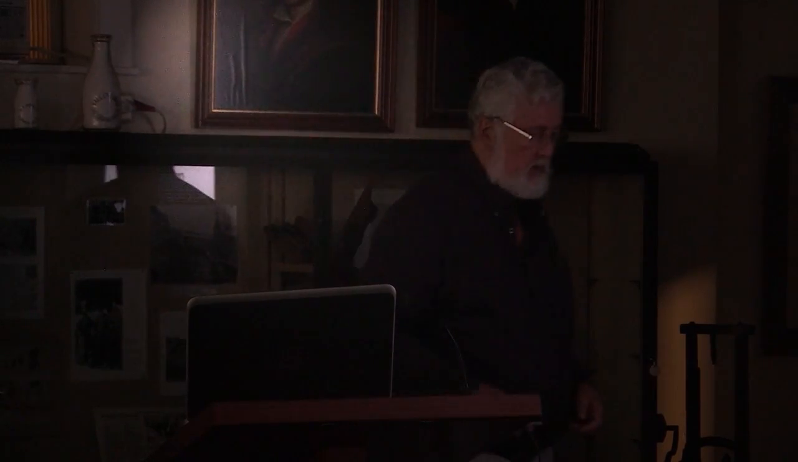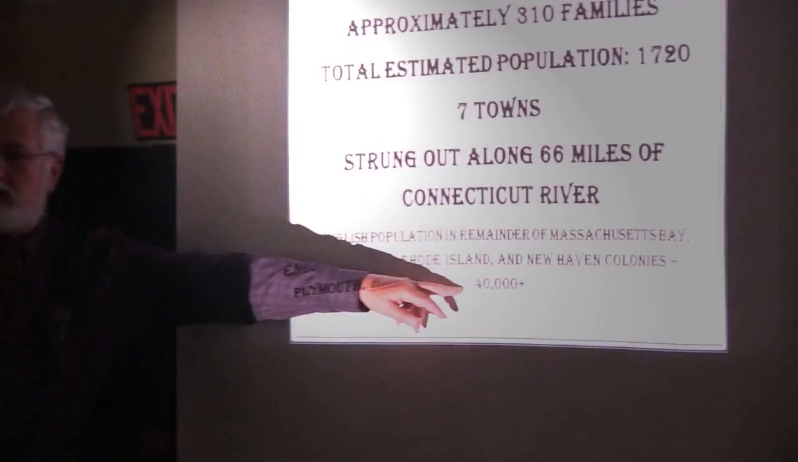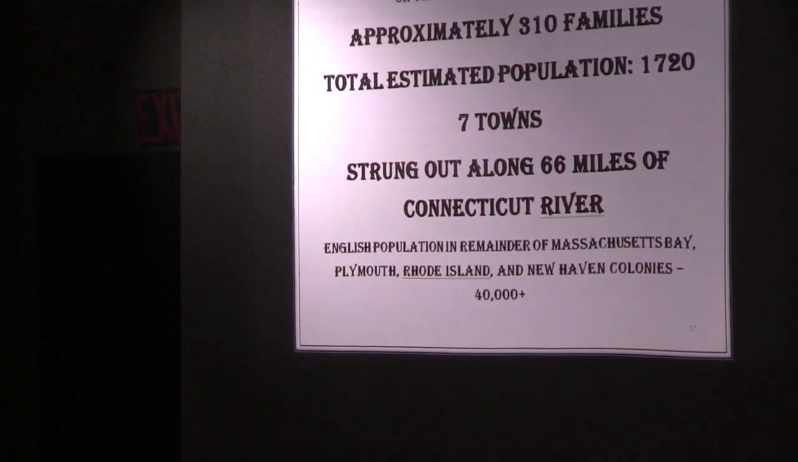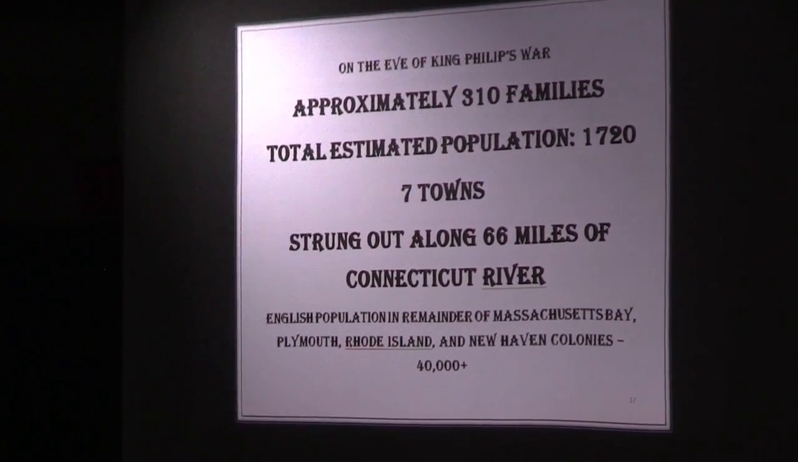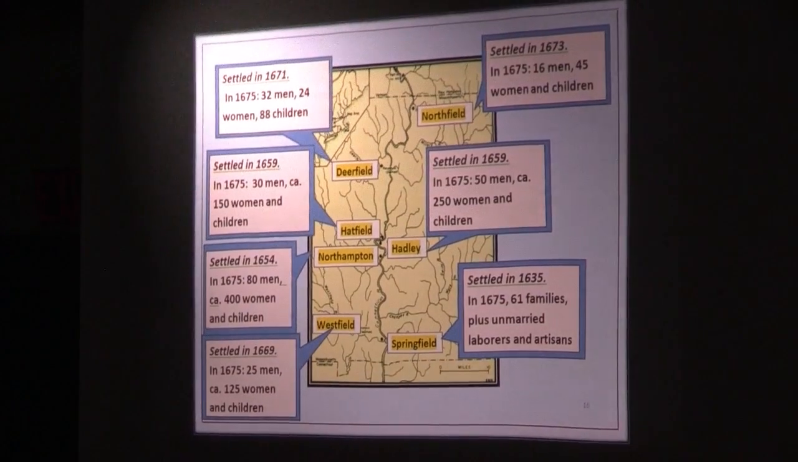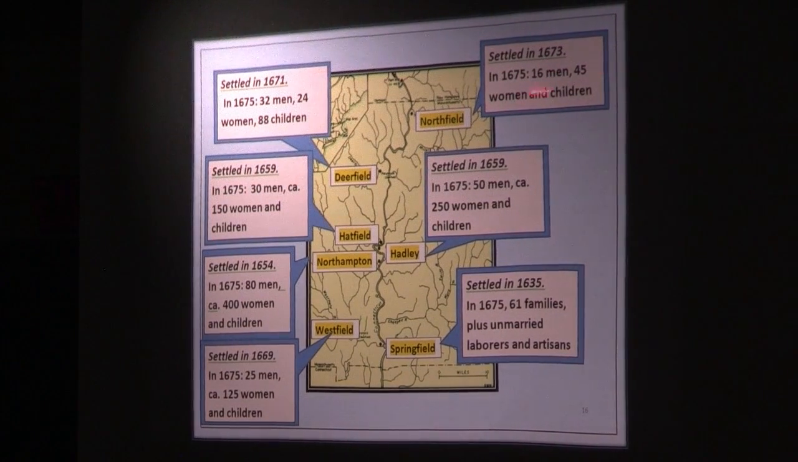Now, just as a contrast, that's the population for coastal Connecticut and Massachusetts, 40,000. We are really on the isolated fringe of the colony. So there's your breakdown. I'm not going to read them all, but Northfield, 16 men, 45 women and children. So when Northfield gets attacked, except for the troops that might come to help them out, that's the number of men that were there to defend it. Northampton, 80 men, et cetera, et cetera.